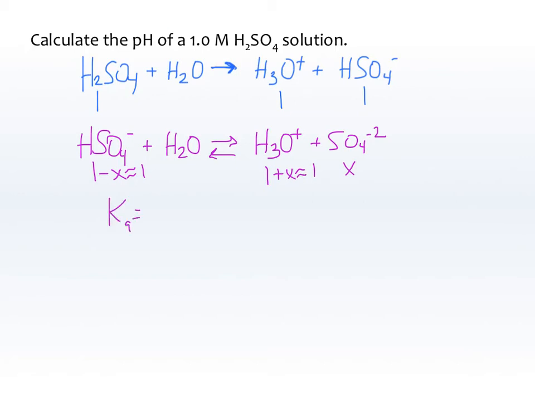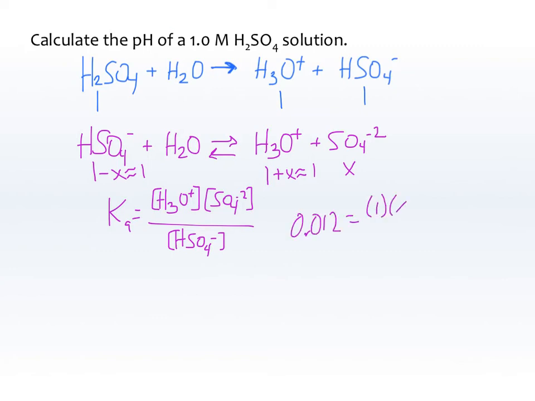My Ka value, H3O+ times SO4 2- divided by HSO4-. So we found that number on the chart, that was 0.012, is equal to 1 times x divided by 1, which is x, which is SO4 2-.